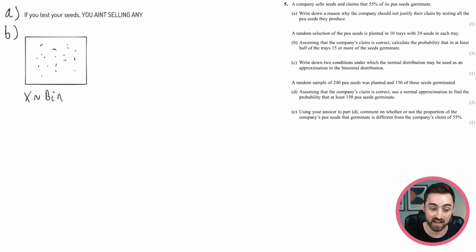Because there's two things that can happen. They can germinate or not. And then I've got a fixed number of trials. I've got the amount of seeds in the tray, which is 24. So the probability of germinating is 0.55 because we're assuming that the company's claim is correct. So what I can do is say, okay, what is the probability that 15 or more of these seeds germinate? And that's binomial, isn't it?